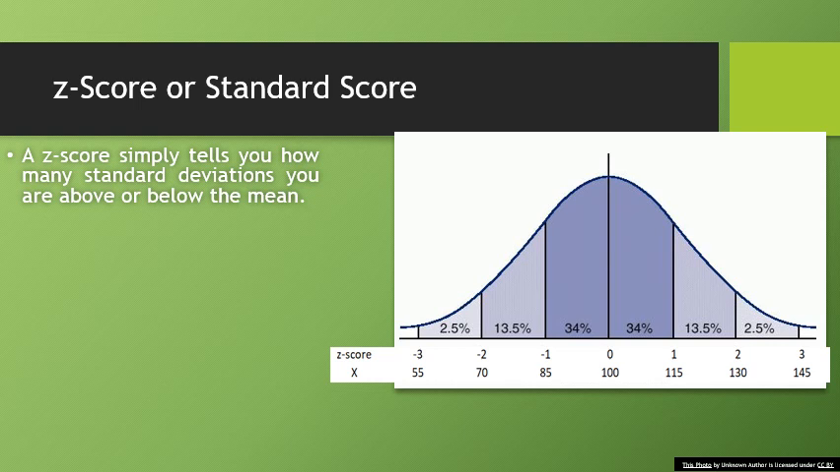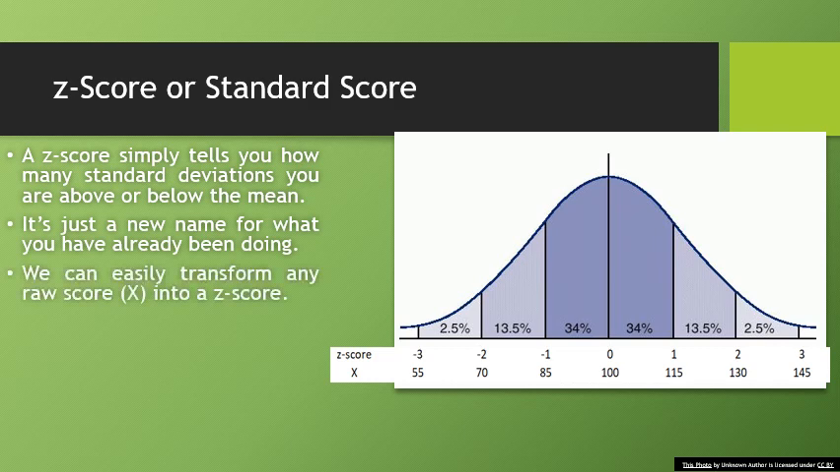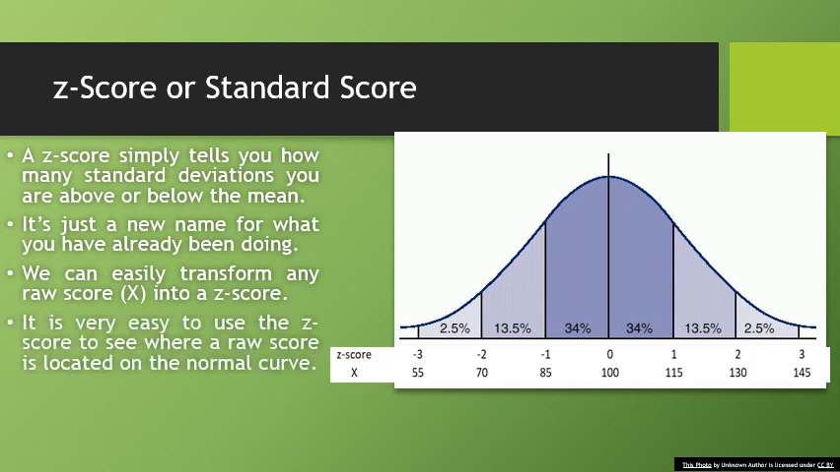And again, we typically go from -3 all the way up to +3 when we're listing Z-scores. It's really just a new name for what you've already been doing. And we can easily transform any raw score, which is an X, into a Z-score. So for example, the table I gave you here shows IQ scores with a mean of 100 and a standard deviation of 15. That means we count by 15 to get to the next standard deviation. And it's very easy to use the Z-score to see where the raw score is located on the normal curve.